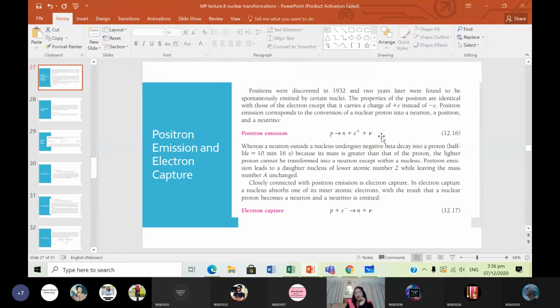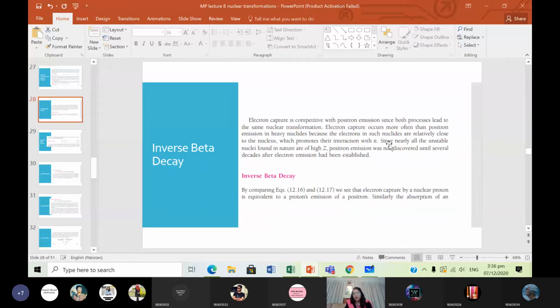The difference between positron emission and electron capture is that in electron capture, the electron is captured by the proton, and we get a neutron and a neutrino. In positron emission, a proton breaks down into a neutron, a positron and a neutrino. So they're slightly different. But electron capture occurs more often than positron emission, because electrons in such nuclei are relatively close to the nucleus, which promotes interactions with it. So electron capture occurs more often than positron emission in heavy nuclides.